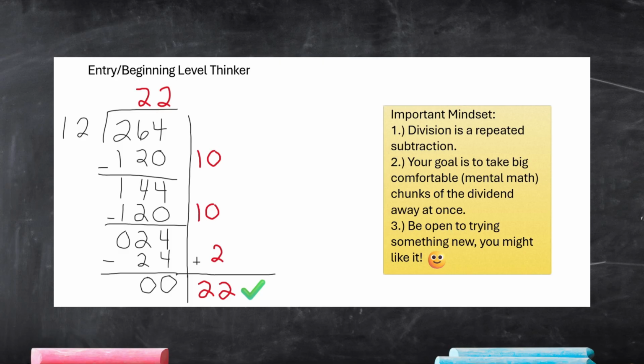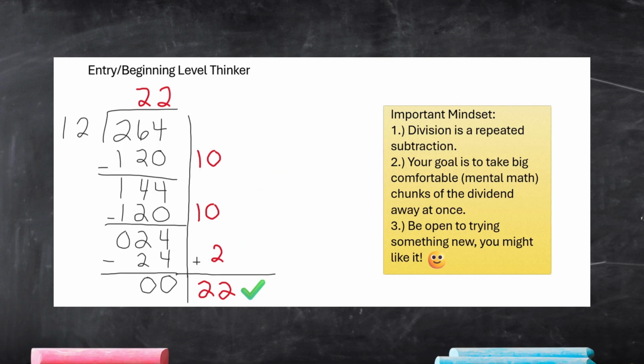But basically, the most important thing we have going on here is that memory bar going down the side. This memory bar is where you keep track of all of the subtractions you are making when you're taking your big chunks of that dividend away. So you'll see that we have a 10, a 10, and a 2. Where did those come from? Well, we used our mental math skills to realize that if I did 10 groups of 12 in one subtraction, that's actually 120. So 120 feels like a pretty big chunk of 264. Why don't I take that all away in one subtraction, which is what I did.